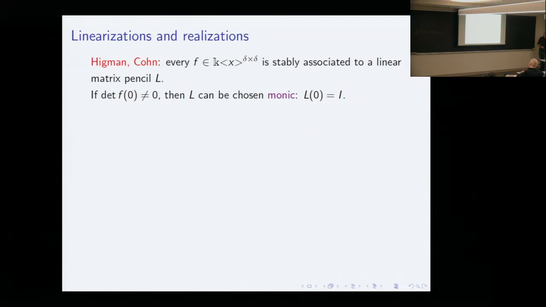Now another reason why this stable association is important goes back to Higman, so the idea comes from group theory, that every polynomial is stably associated to something linear. And it's again some analog of Schur complement business, if you want. What's also going to be important is that if I plug in zeros into f and get some invertible matrix, then you can always choose L to be monic, so L of zeros is again invertible.